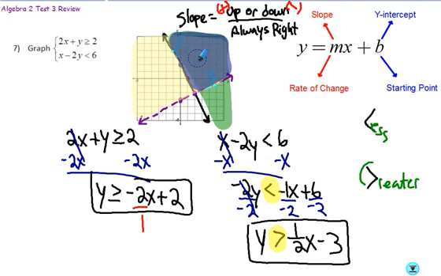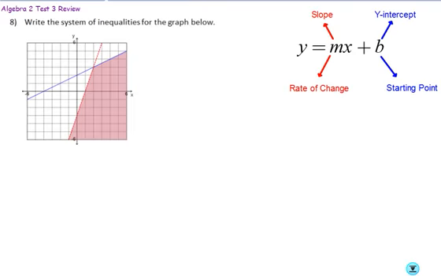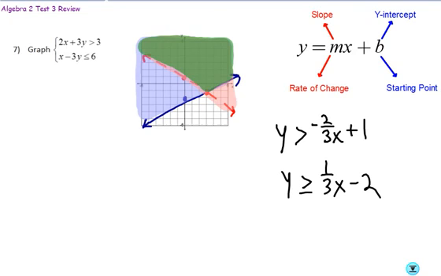All right, so go ahead and try number 7. All right, so let's check what you got for number 7. Those should have been your two inequalities: y greater than negative 2/3 x plus 1, y greater than or equal to 1/3 x minus 2, and then you should have a graph that looks like that. All right, so that finishes up number 7, so let's go ahead and move on to number 8.